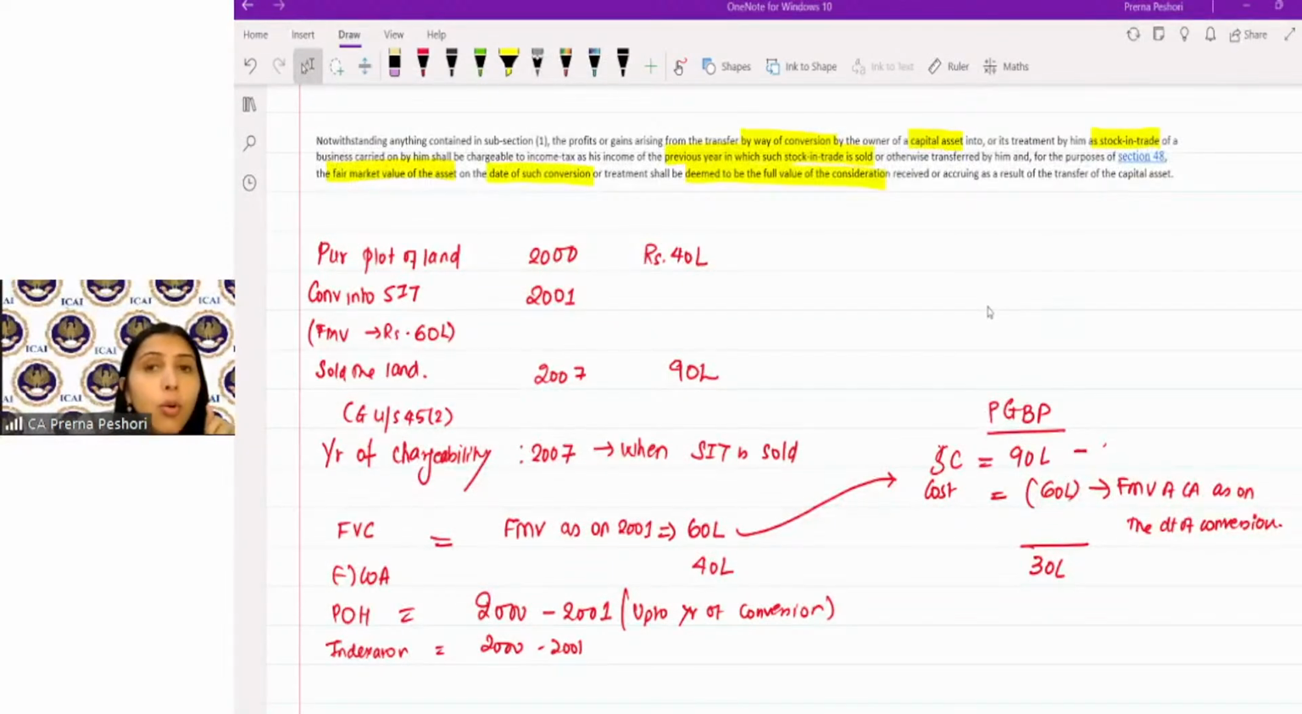Shruti, the holding period will not be up to 2007 because it ceases to be a capital asset in 2001 and not in 2007. Chargeability will arise in the year 2007, but in the year 2001, it ceases to be my capital asset. What is the definition of capital asset? Property held by the assessee. Am I holding it as a capital asset? Answer is no. So therefore, in the year 2001, my period of holding will stop. Clear?